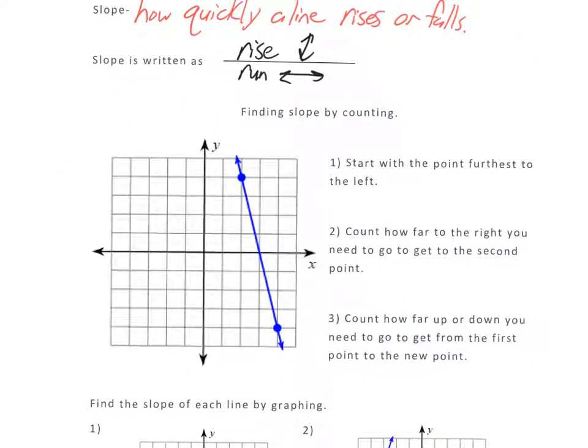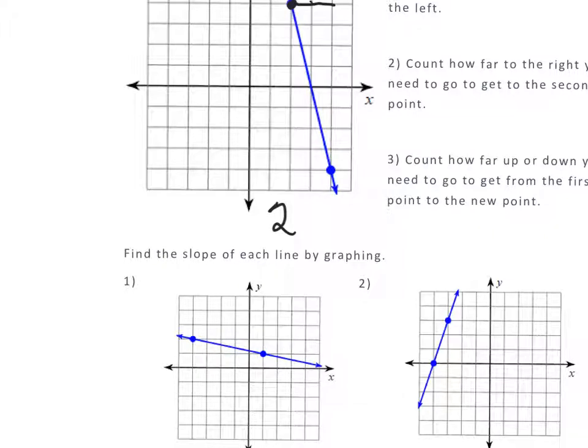So finding slope by counting, you start with the point furthest to the left. So here, this would be my point furthest to the left. Count how far to the right you need to go to get to the second point. So looking at it, I need to go over 1, 2. So we are going over 2. And then how far down? I'm going to actually just write that up there. That'll make it a little bit easier for us to see. Okay, so we went to the right 2, so that means it is a +2.